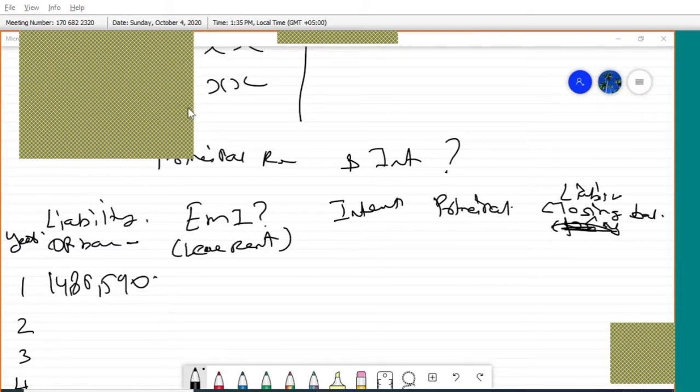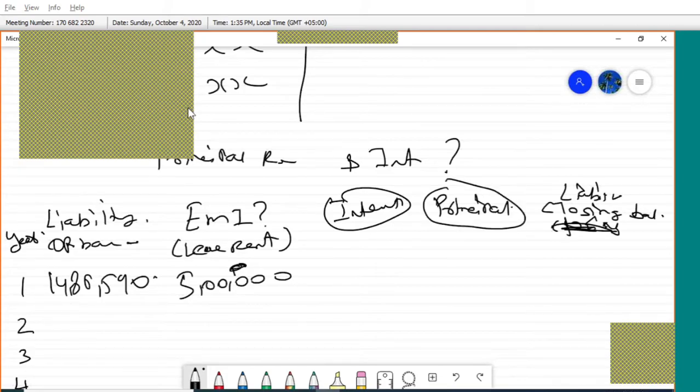5 lakh is the total lease rent. It is like an EMI amount, which includes interest and principal. We have to identify that. How to identify that?